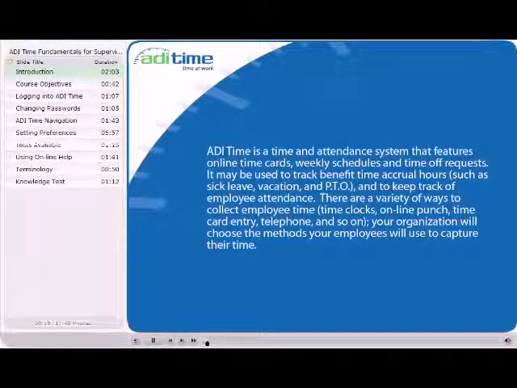ADI Time is a time and attendance system that features online time cards, weekly schedules, and time-off requests. It may be used to track benefit time accrual hours, such as sick leave, vacation, and PTO, and to keep track of employee attendance. There are a variety of ways to collect employee time: time clocks, online punch, time card entry, telephone, and so on. Your organization will choose the methods your employees will use to capture their time.